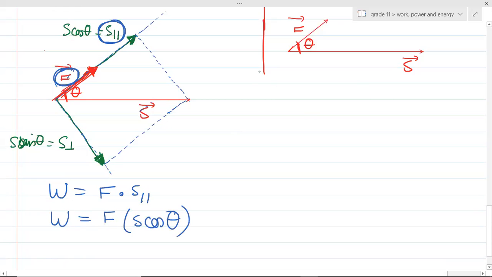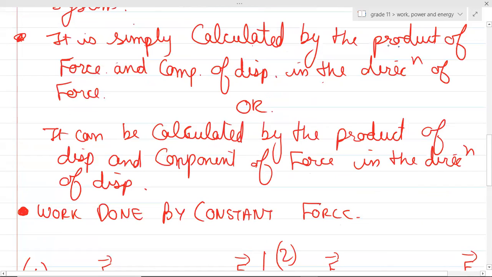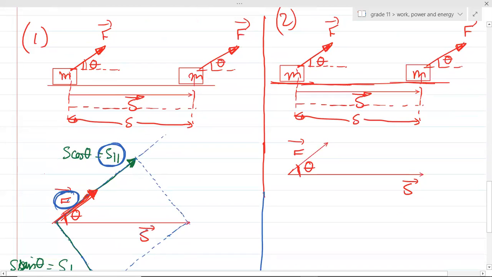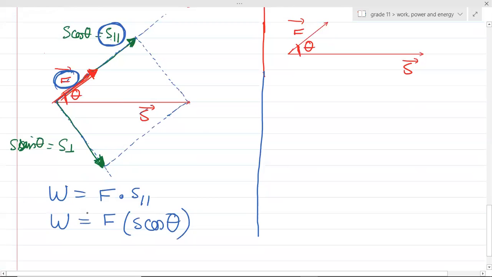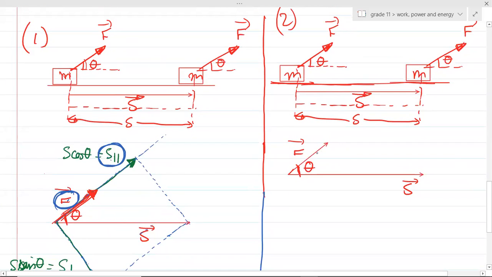The first case clear? Understood what exactly happened? I told you, it is basically the product of force and the component of displacement which is in the direction of force. So in the first case, this S parallel was the component of this displacement in the direction of force vector. So we multiplied this and this together to get the work. Is this clear? In the second case, what will you do? Your displacement vector is as it is. What will we do over here in the second case?